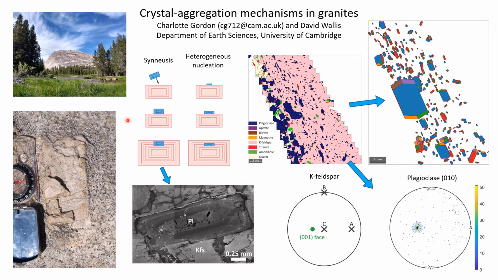But synneusis requires a lot of relative motion of the crystals, and some research has suggested that this should be extremely difficult to achieve in granites because the magmas are very, very viscous and have low Reynolds numbers, so turbulence should be impossible. So we set out to investigate whether these clusters do form by synneusis or whether some other mechanisms such as heterogeneous nucleation here could be responsible.